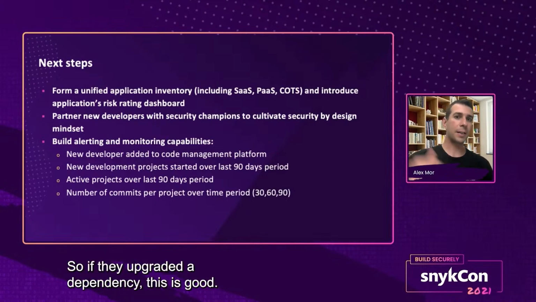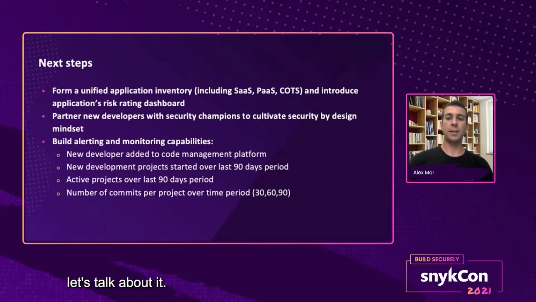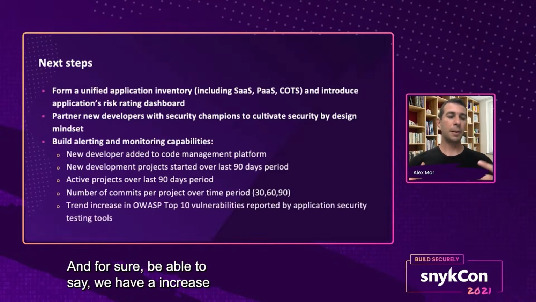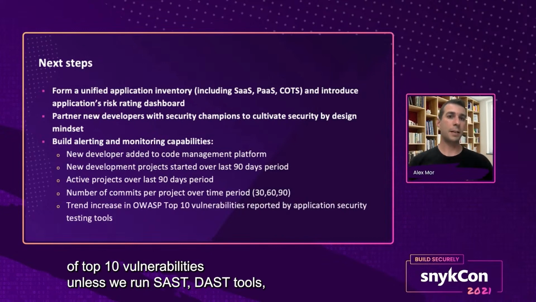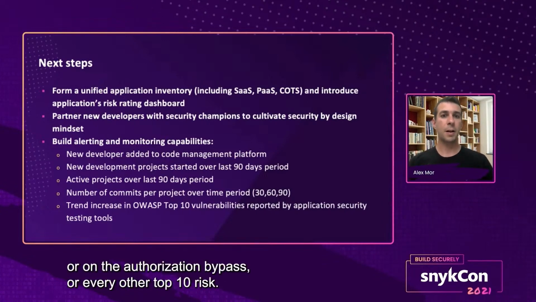So if they upgrade a dependency, this is good. But if they add a new dependency with vulnerabilities, let's talk about it, right? So get the alerting capabilities there. And for sure, be able to say, we have an increase of top 10 vulnerabilities. Let's say we run DAST tools or even penetration tests, and suddenly we see an increase in SQL injection or in authorization bypass or every other top 10 risk.